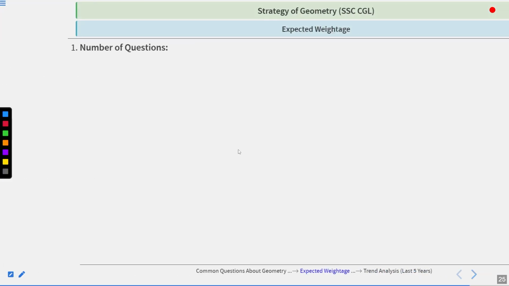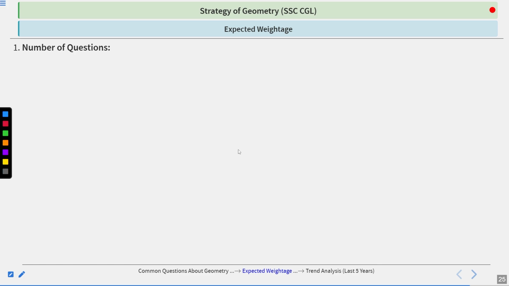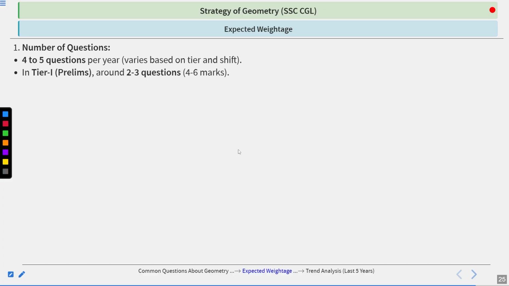Next. Expected weightage of geometry in the SSC CGL exam. So number of questions, first we learn. So first one is 4 to 5 questions per year, varies based on tier and shift. So in the tier 1 prelims exam, around 2 to 3 questions are asked in SSC CGL exams, and the marks of each question, we know, is 2 marks. So 4 to 6 marks of questions are asked in the SSC CGL pre-exams.